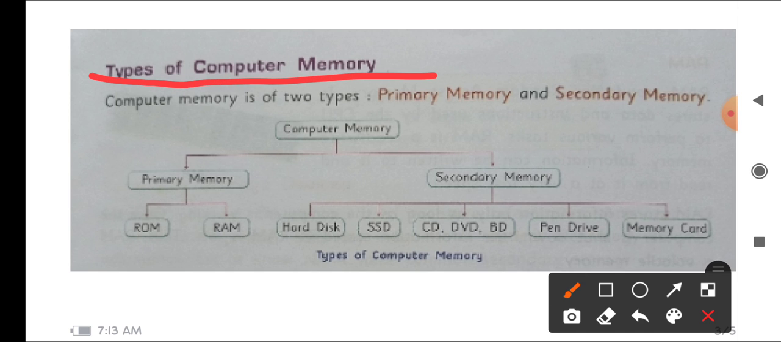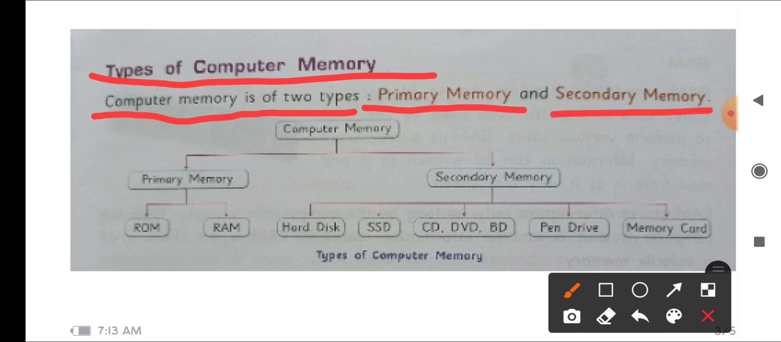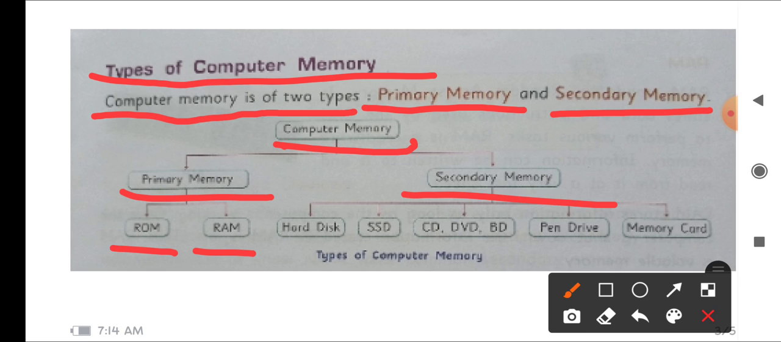Types of computer memory. Computer memory is of two types. The first one is primary memory and the second one is secondary memory. Now see, here in this diagram, this is computer memory. Inside computer memory there are two types of memory, the first one is primary memory and the second one is secondary memory. In primary memory we will learn ROM, RAM, and in secondary memory we have hard disk, SSD, CD, DVD, BD, pen drive and memory card.